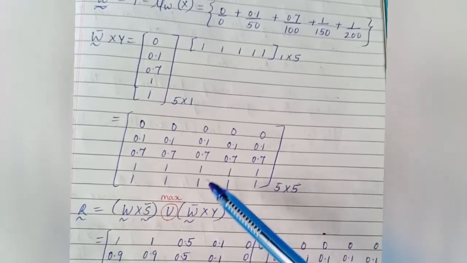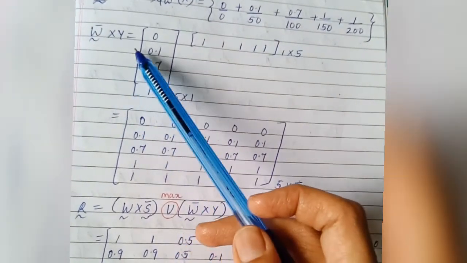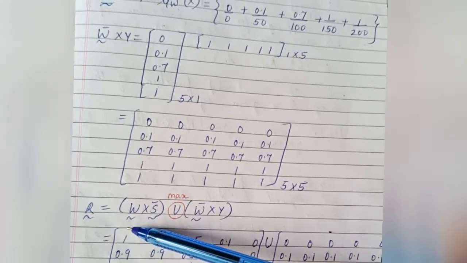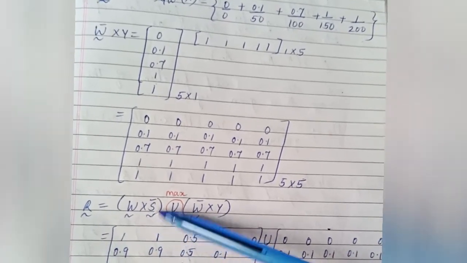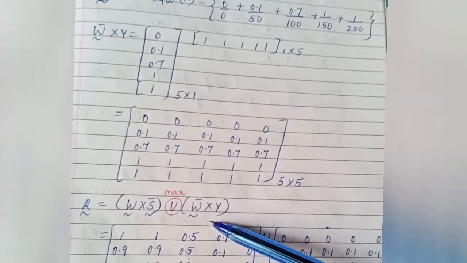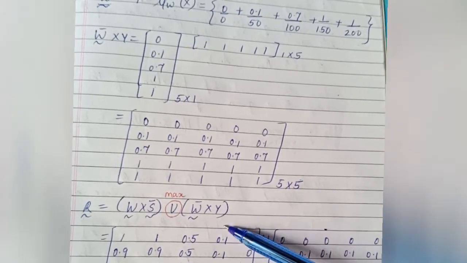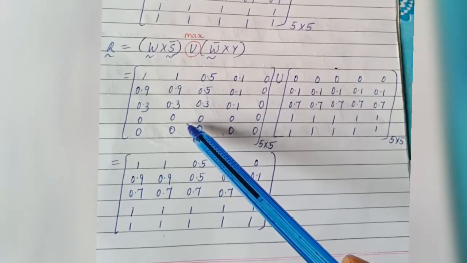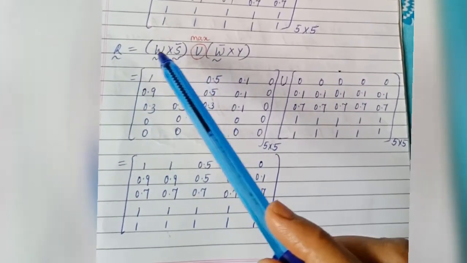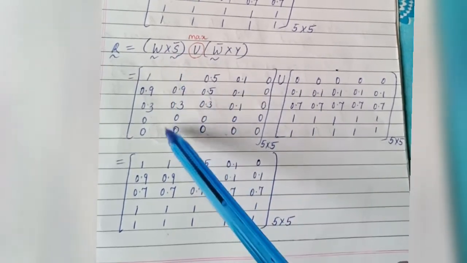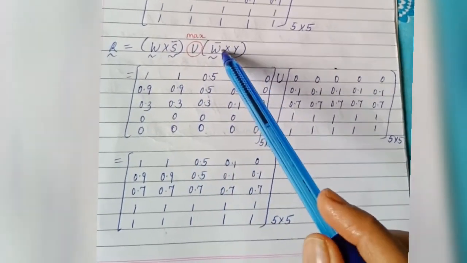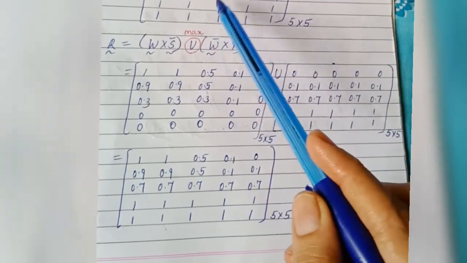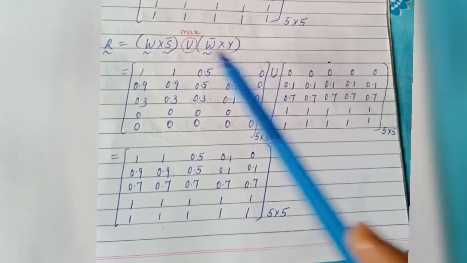So this is the second step. We calculated W complement Cartesian product Y. So for this question, to find our relation, we calculated W Cartesian product S complement, and in the second step we calculated W complement Cartesian product Y. Now for the final result R relation, consider the W Cartesian product S complement matrix, and for this consider the W complement Cartesian product Y matrix. Write it over here.